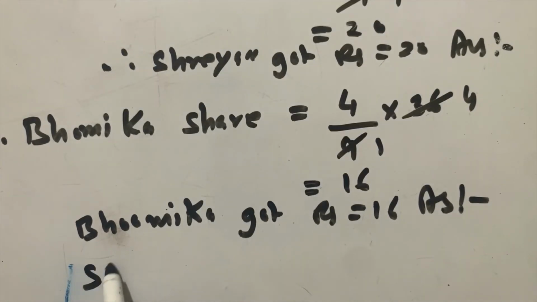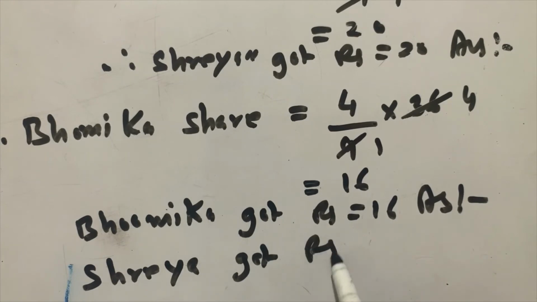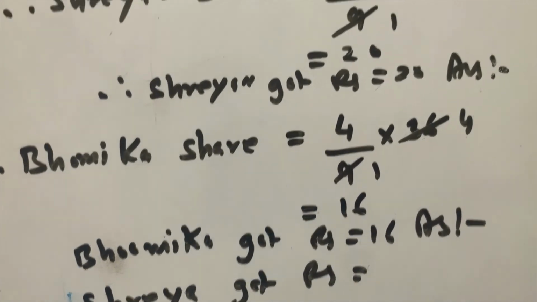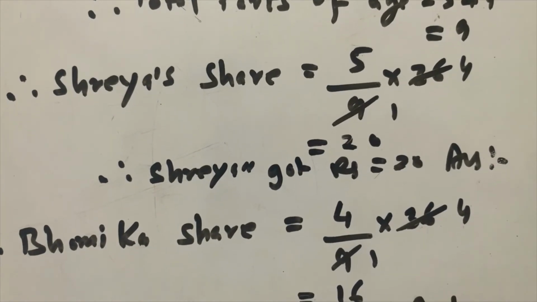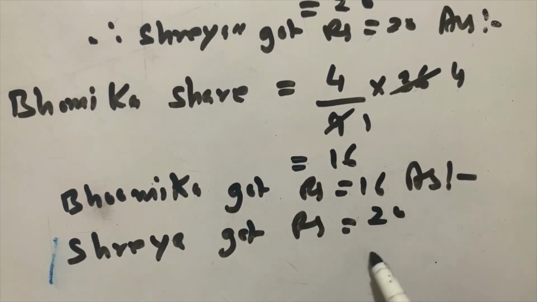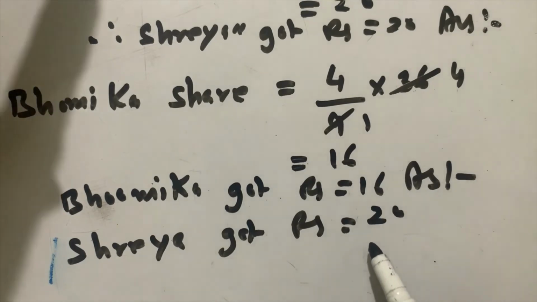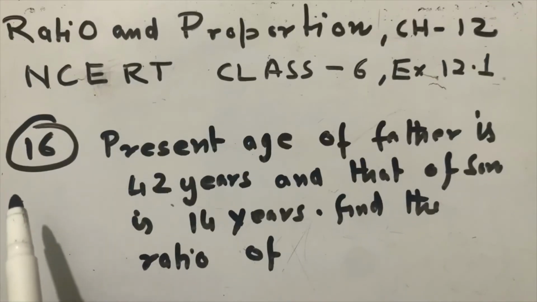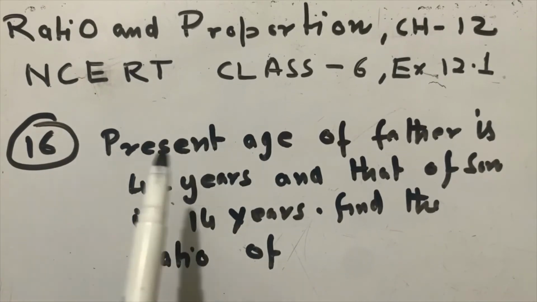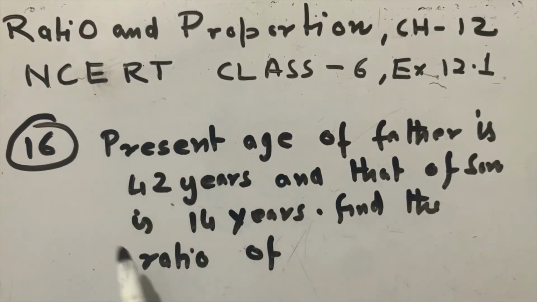And Shreya got ₹20. Now if we add this 16 plus 20 we will get 36. Yes, the answers are correct. Question number 16, Exercise 12.1, chapter 12 Ratio and Proportion is given.